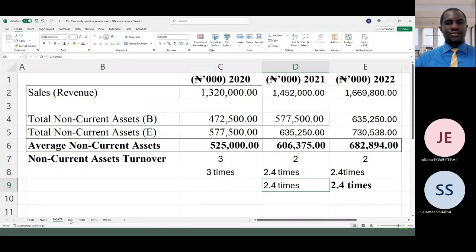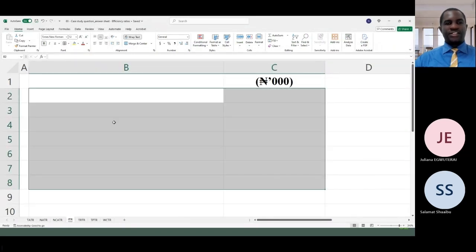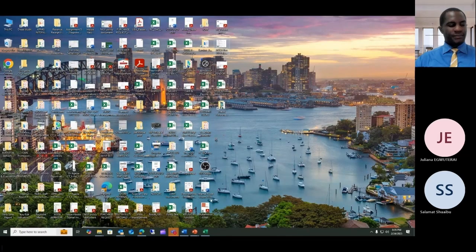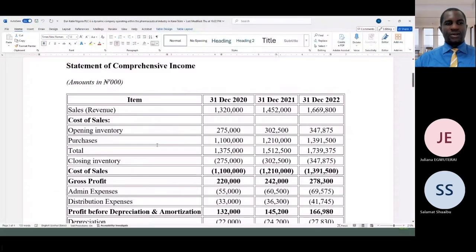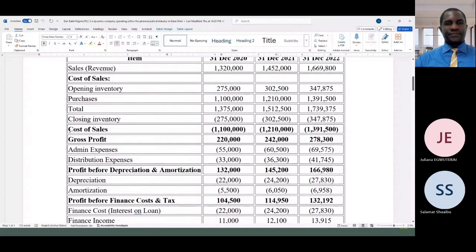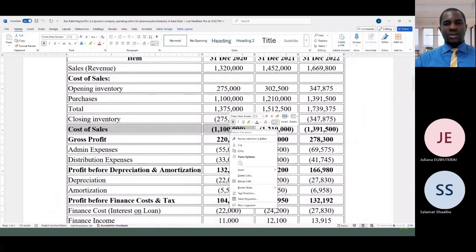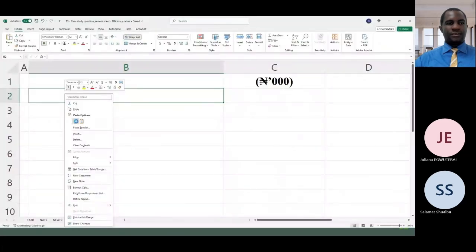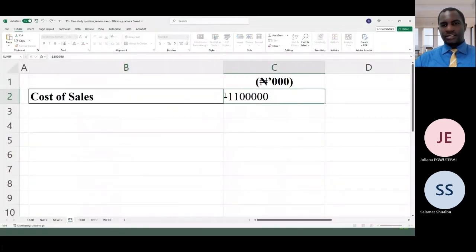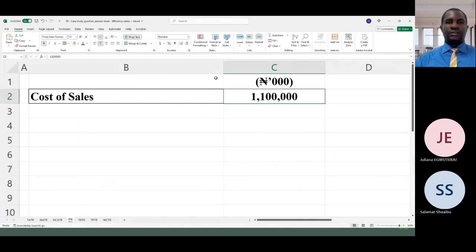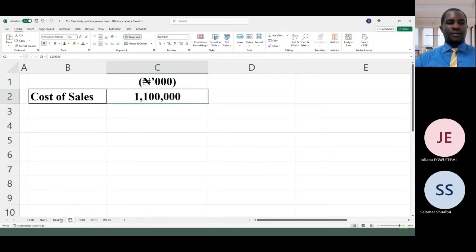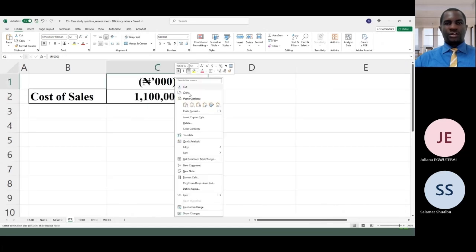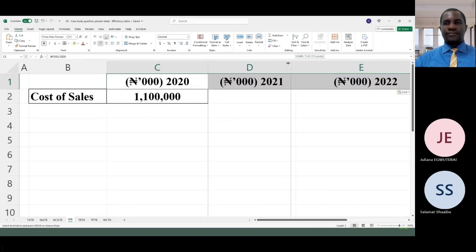So let's go to our cost of goods sold. Let me do year one, and I'll pick our average inventory from the Dan Kabir question. Okay, so from our SCI, we have our cost of sales for 31st December as 1.1 billion. So I'll post our cost of sales here, remove the negativity. Okay, so let me pick my 3-year financials.